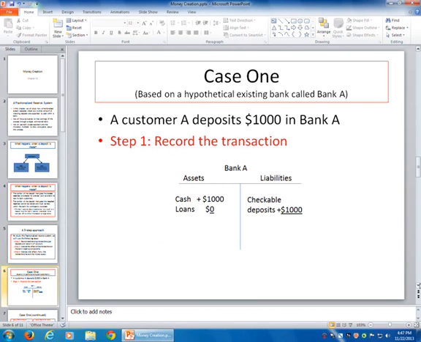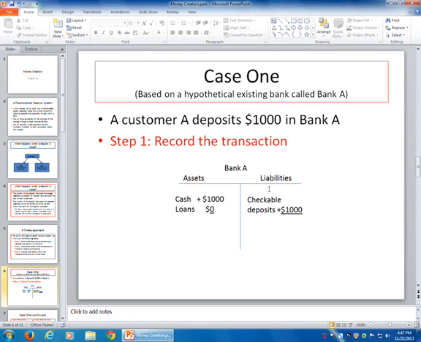Alright, let's take a case. Let's take case 1. We have this hypothetical bank that I'm going to call Bank A, and we're going to have a customer. We'll call the customer A. So customer A deposits $1,000 in Bank A. What we need to do is record that transaction in Bank A's T account.